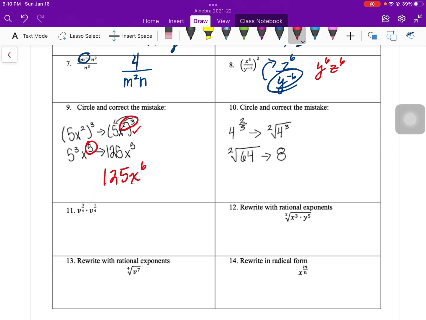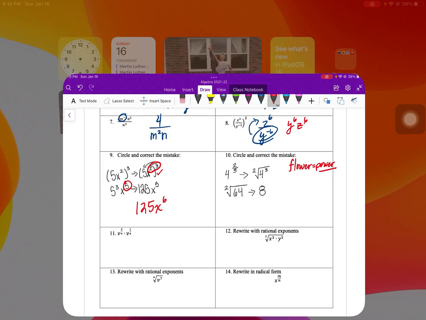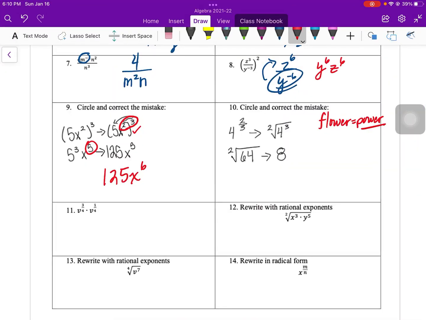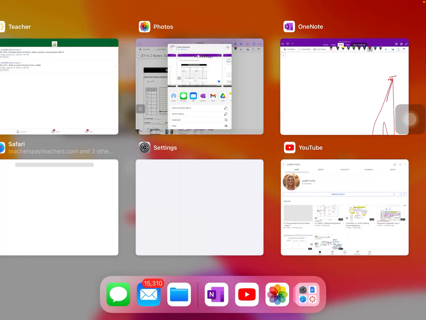Number 10, circle and correct the mistake. Remember, power over root.